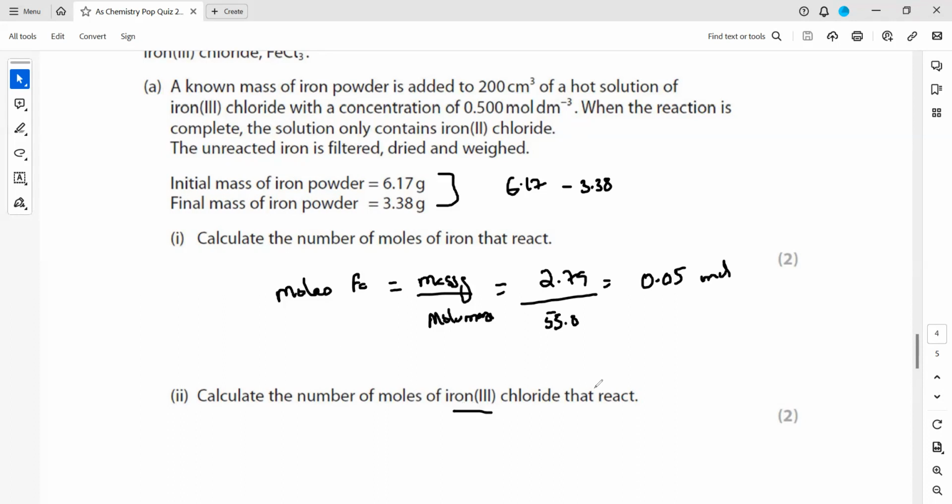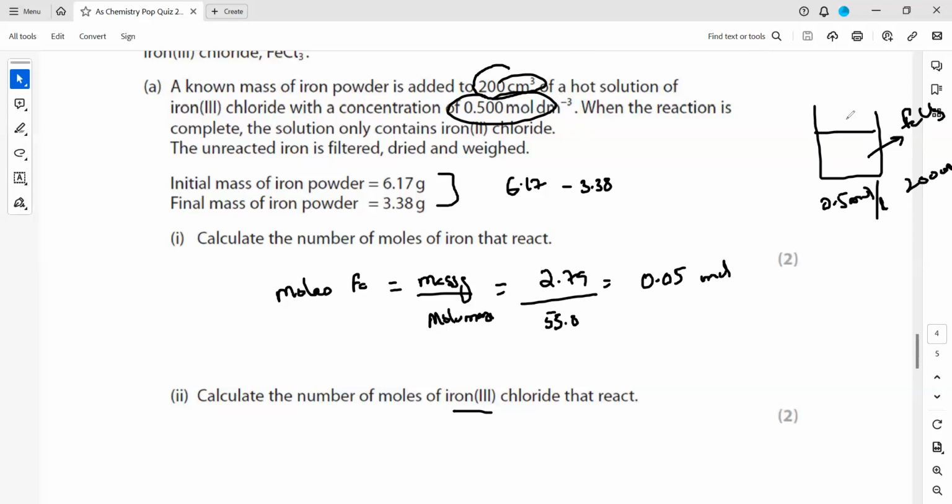Calculate the number of moles of iron(III) chloride that reacted. We have the volume of the solution and the concentration of the solution, because the hot solution of iron(III) chloride, FeCl3, was there, having a volume of 200 cm³ and a concentration of 0.5 mol/dm³. In this, we add iron until it is in excess or no more reacts. So we need the moles of iron(III) chloride.